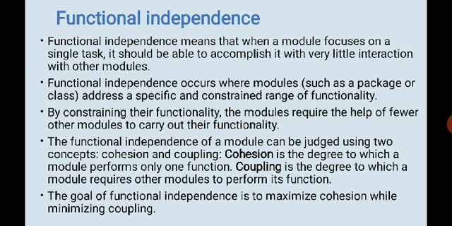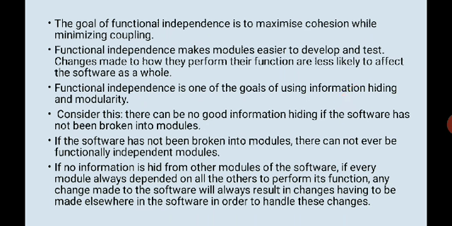Cohesion is the degree to which a module performs only one function. Coupling is the degree to which a module requires other modules to perform its function, right? So cohesion is when you are performing your own function, and coupling is what you require from the other module to perform your function, right? So cohesion is very local to the function, wherein coupling is wherein it is interacting with various other functions. The goal of functional independence is to maximize cohesion while minimizing coupling. So you are maximizing the cohesion part and you are minimizing the coupling part.